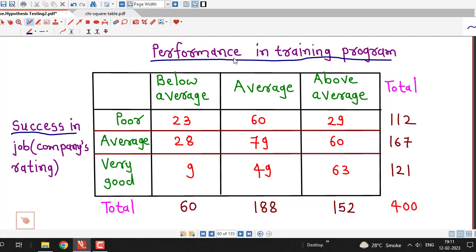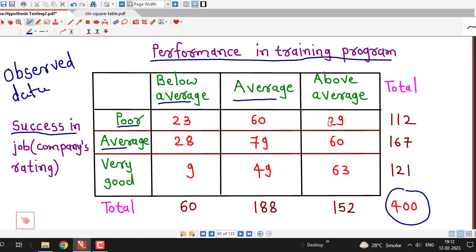In the variable performance in training program, there are three categories: performance is below average, average, and above average. In the variable success in job, there are also three categories: success in job is poor, average, and very good. They have taken a sample of a total of 400 employees and obtained these results. We can call all these results observed frequencies. We have the data which is observed from this sample, so all these numbers are observed frequencies.